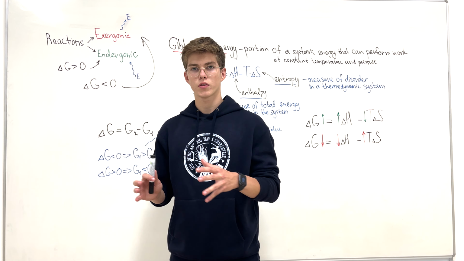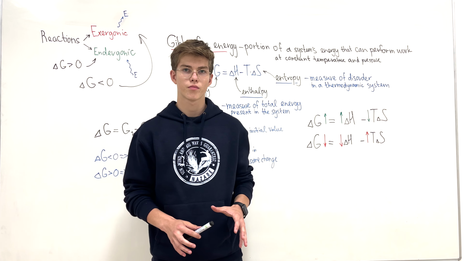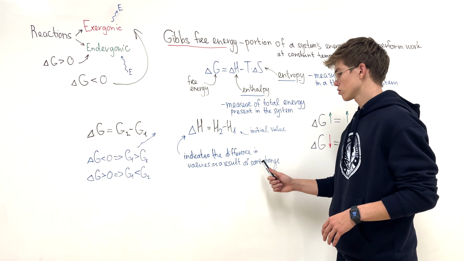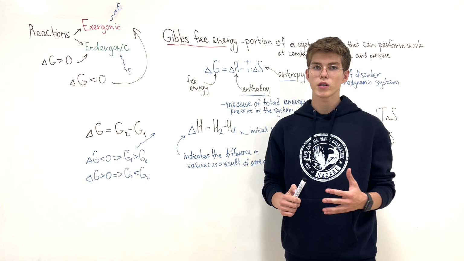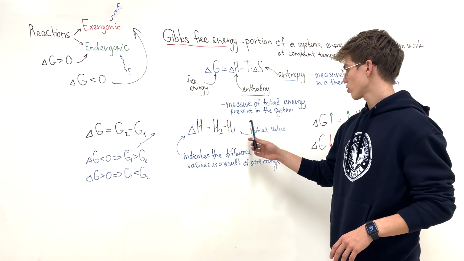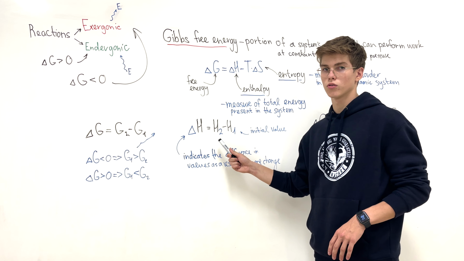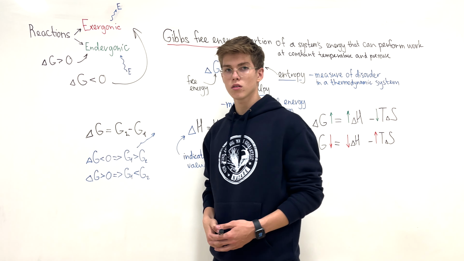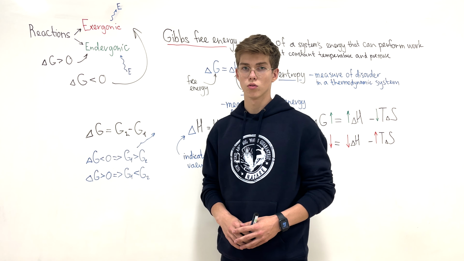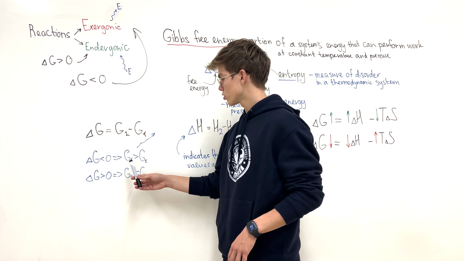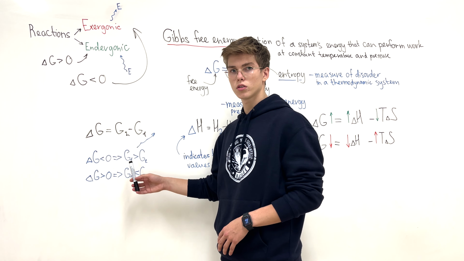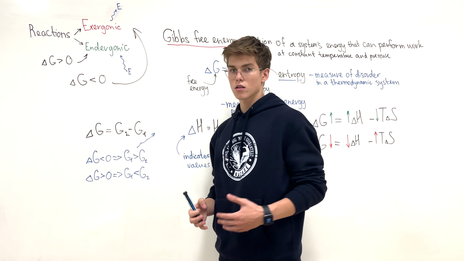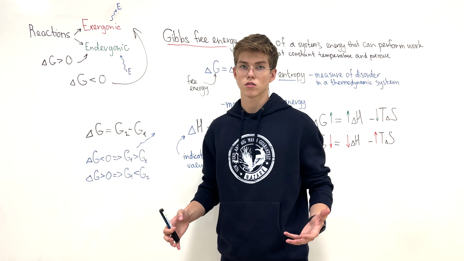But what does it mean if delta G is positive or negative? Delta, if you didn't know, indicates the difference in values as a result of some change. And the way that we measure it is that we subtract the initial value from the final value. So if delta G is negative, this will mean that G1 is greater than G2. So the amount of free energy in the beginning of reaction in our system was greater than the final energy in our system. This means that some energy was lost during the reaction.